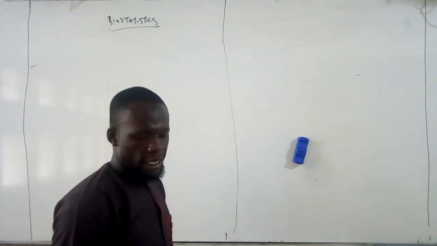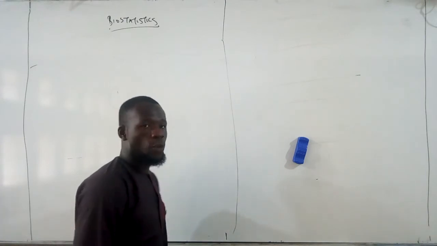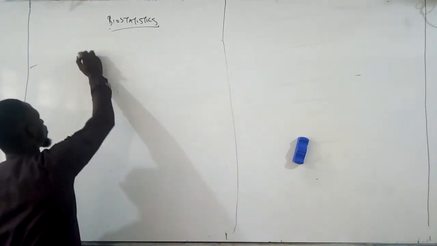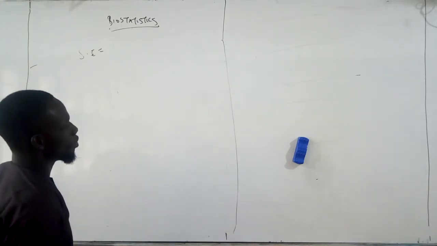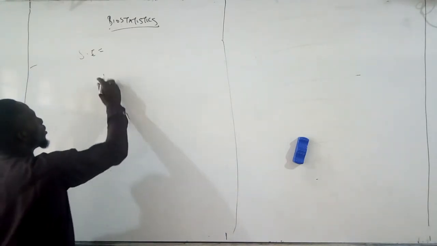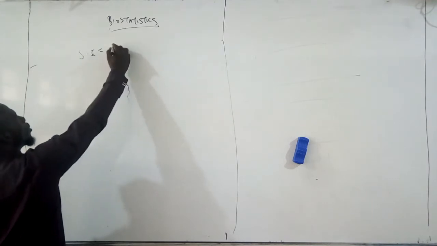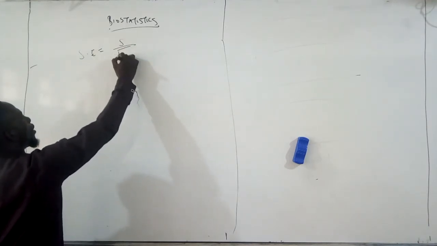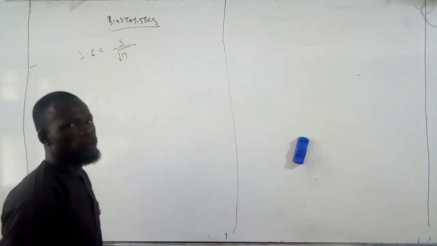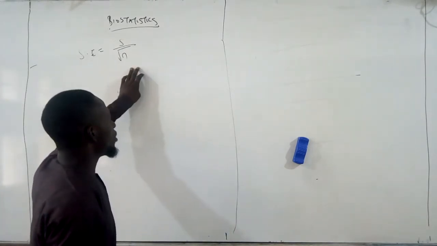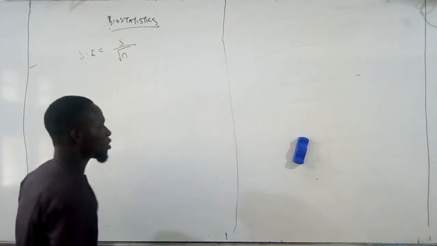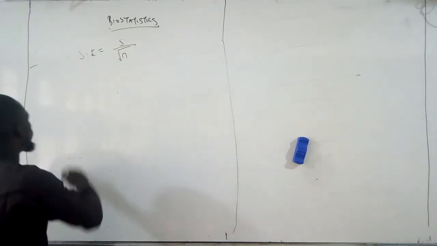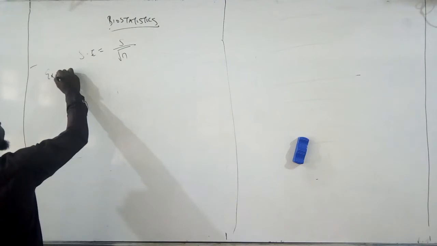So we'll quickly look at standard error. If you want to get the standard error, it is equal to your standard deviation over the root of what? N. Okay? Your N simply means the number of observations.